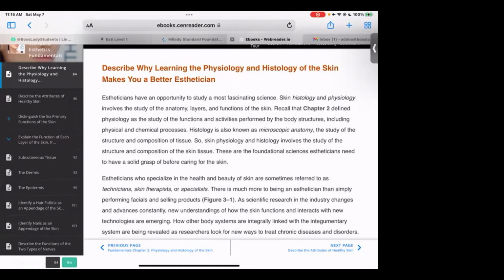once you understand how the layers of the skin, how the physical and chemical processes take place, then you can understand how to guide your client in one, correction when appropriate, and two, maintenance to avoid those things happening in the first place. Once you know those, you're going to be good to go.